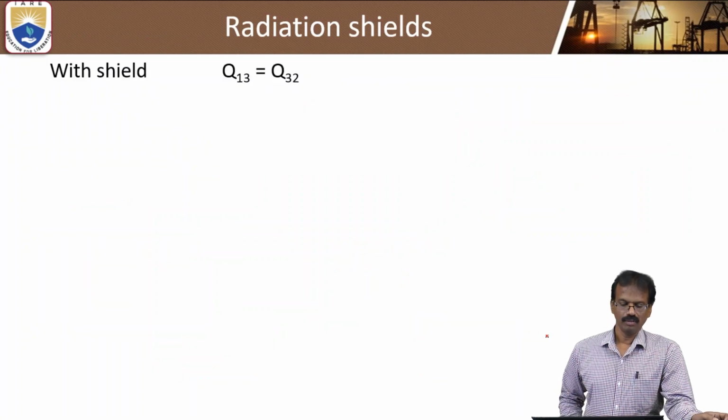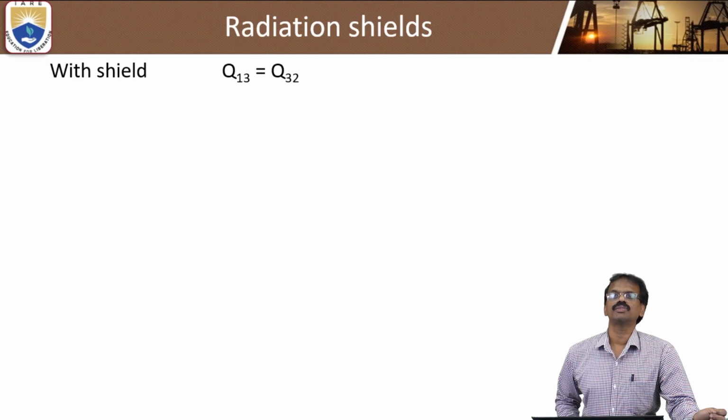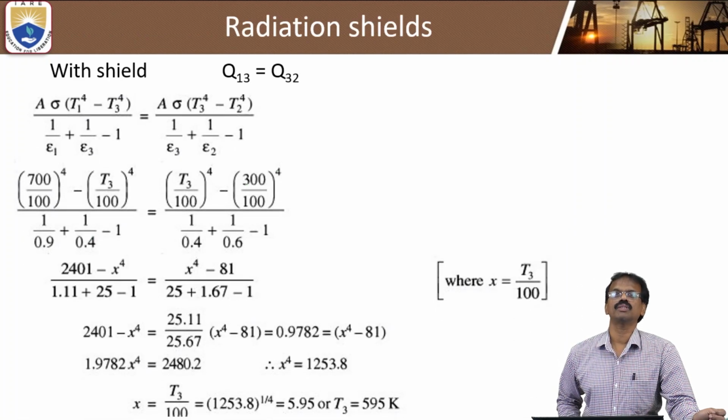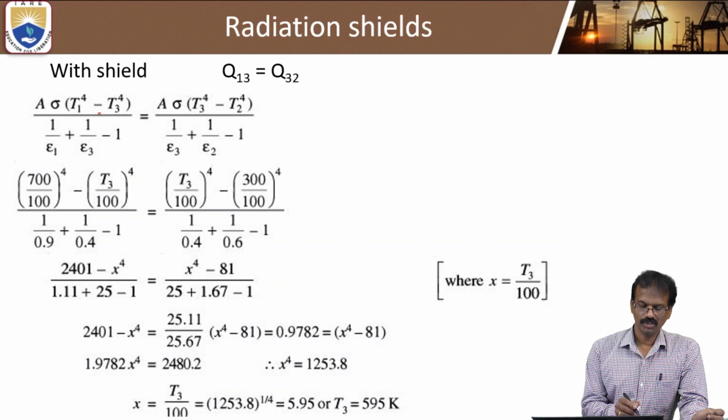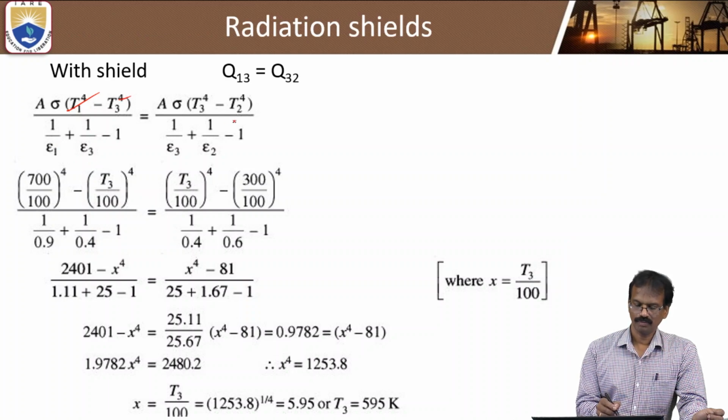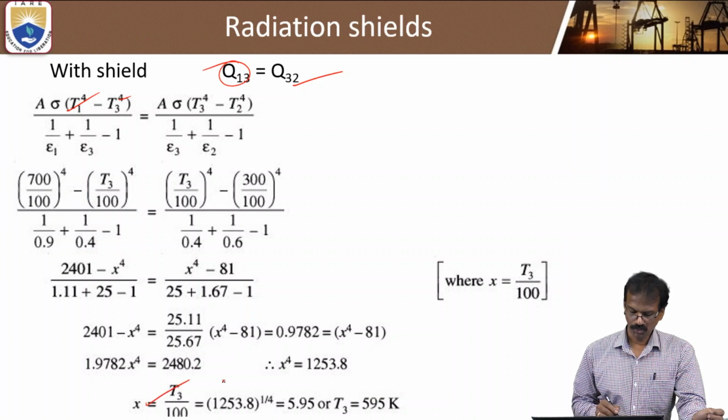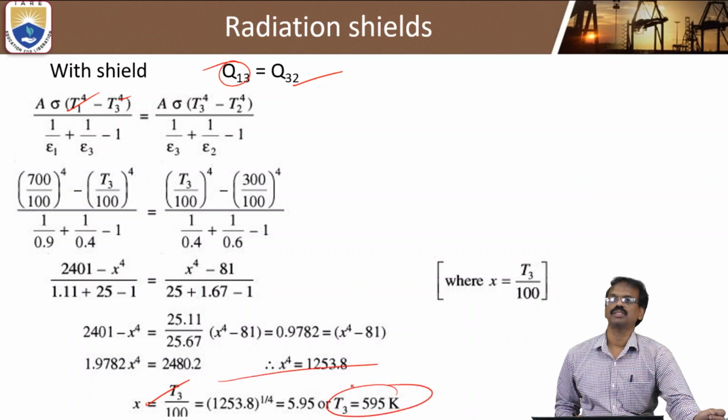Next condition, with shield. With shield, Q13 is equal to Q32. You know this one. It means you can equate: A1 sigma (T1 to the power of 4 minus T3 to the power of 4) by (1 by epsilon 1 plus 1 by epsilon 3 minus 1). So the rate of heat transfer into the shield and from the shield is the same, so here also the same formula. If you solve this, then we can find out the temperature of the shield. This is equation X. By using this formula, you can find out the temperature of the shield.